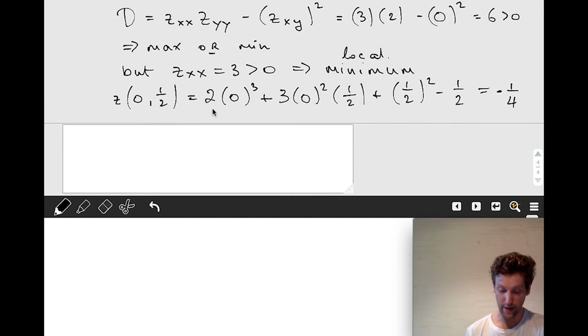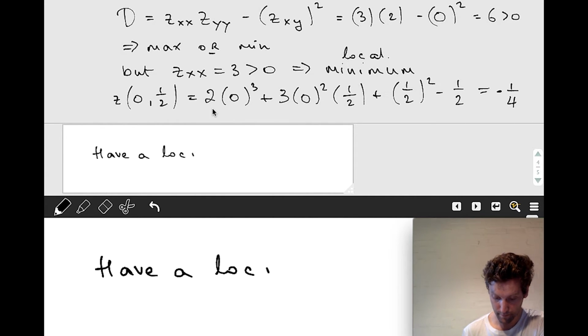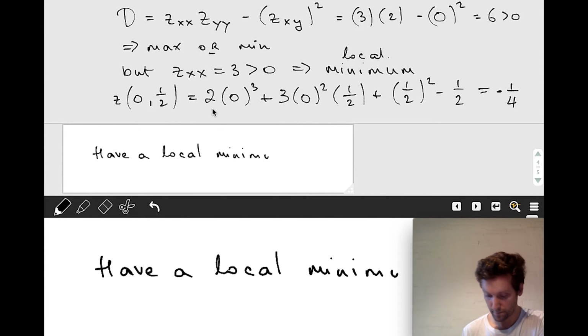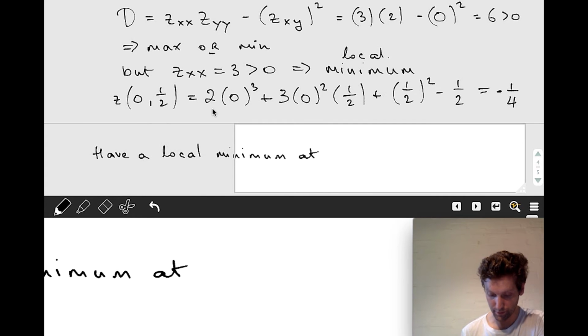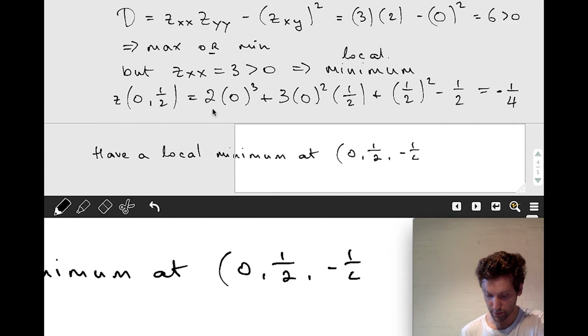So in other words, we have a local minimum at x is equal to 0, y is equal to a half, and z is equal to minus a quarter.